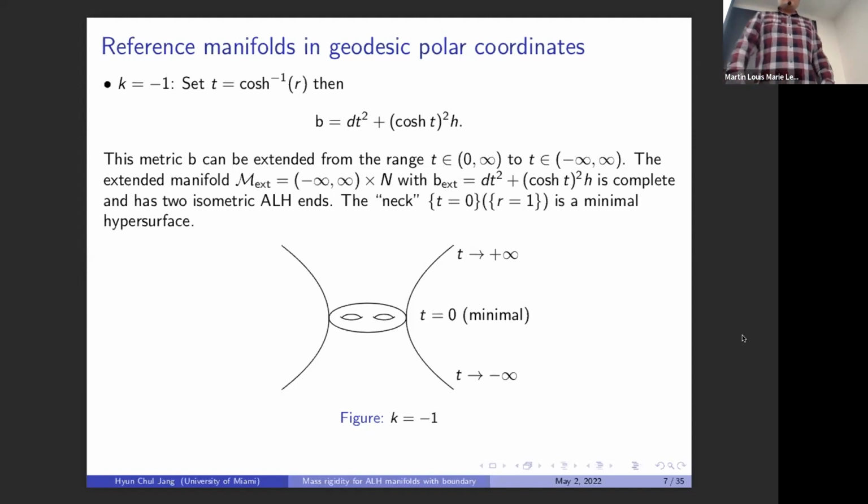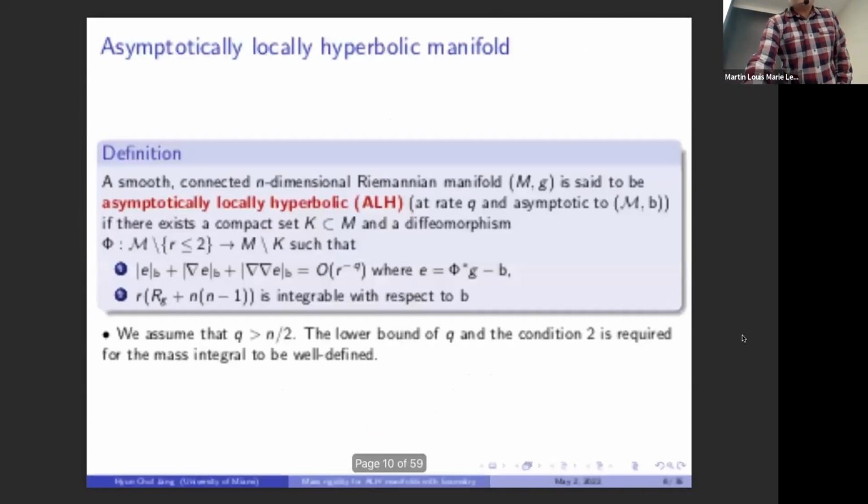Okay, and the extended manifold will be two isometric locally hyperbolic ends. And there's a neck here; when t equals zero, it's going to be a minimal surface. So this means that if you remember this metric form, dr squared over r squared minus one plus r squared h, it seems like it's going to have a singularity when r equals one, but it's actually not a geometric singularity. It can be extended up to this boundary as a minimal surface. So that's the reference manifold, all right?